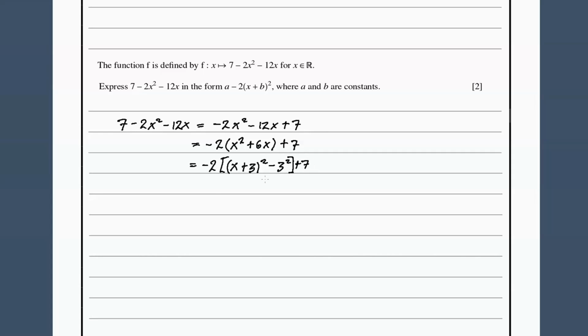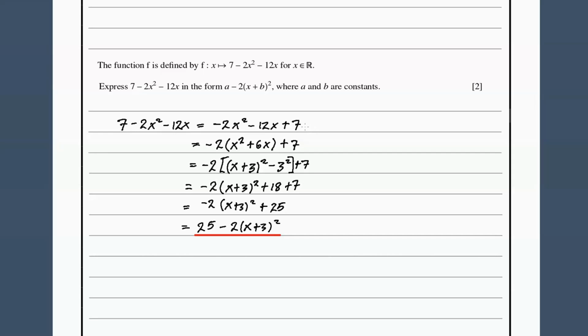The 7 is outside, so I close here, which will give us minus 2 of x plus 3 squared, and minus 2 times minus 9 will give us plus 18, and it's plus 7, and we'll be having minus 2 of x plus 3 squared, and 18 plus 7 is 25. So rearranging, we'll be having 25 minus 2 of x plus 3 squared, and this here will be the answer. So that's how we do it right here.